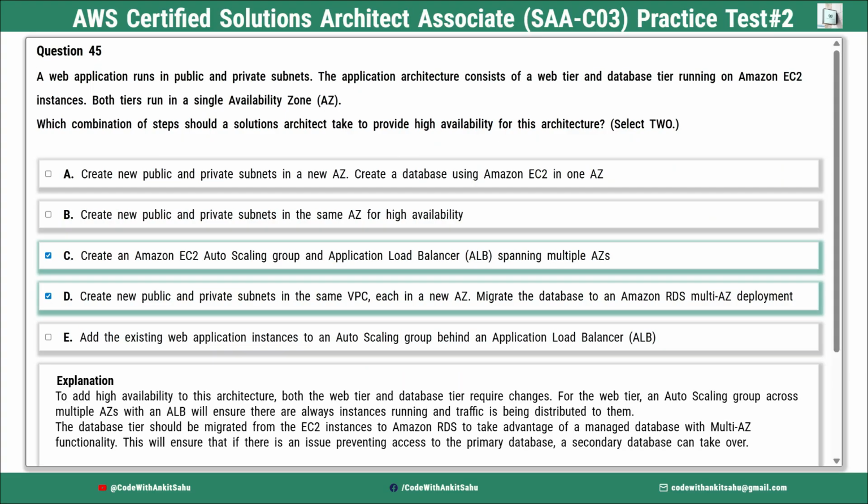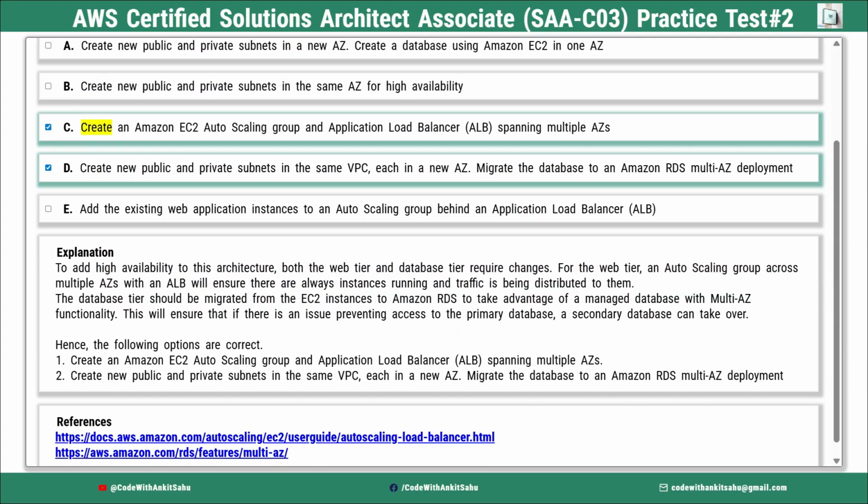Correct answer. Option C. Create an Amazon EC2 auto-scaling group and application load balancer, ALB, spanning multiple AZs. Option D. Create new public and private subnets in the same VPC, each in a new AZ. Migrate the database to an Amazon RDS multi-AZ deployment.